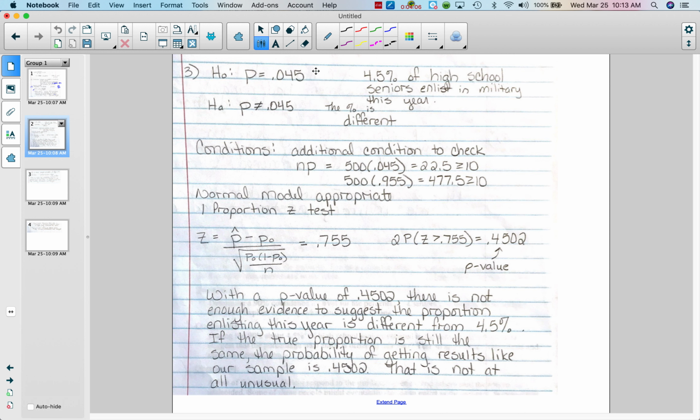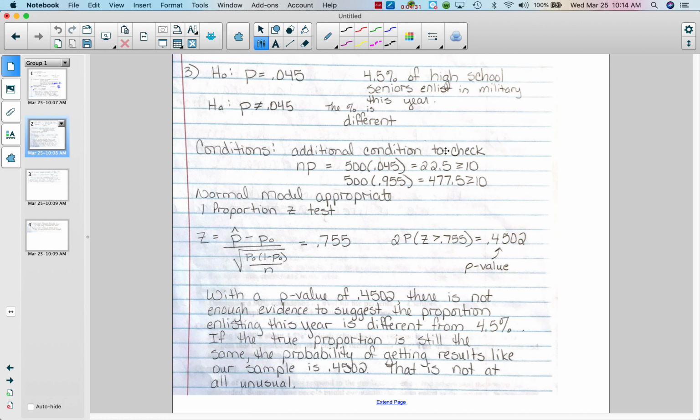So they're telling you what to use for your null hypothesis. P equals 0.045. It's what it was in the 90s. 4.5% of high school seniors enlist in the military this year. That means it hasn't changed. It's the same as what it was in the 90s. My alternative is not equal to. The percentage has changed. I talked about this in my instructional video, how it didn't give us a direction.